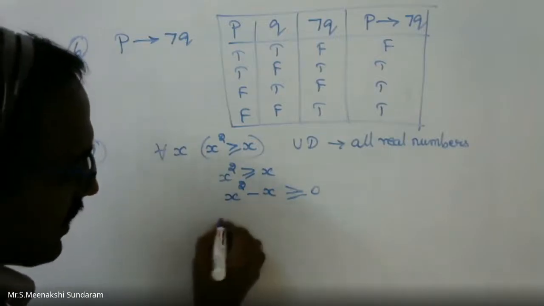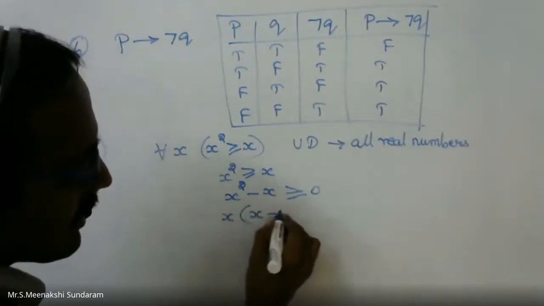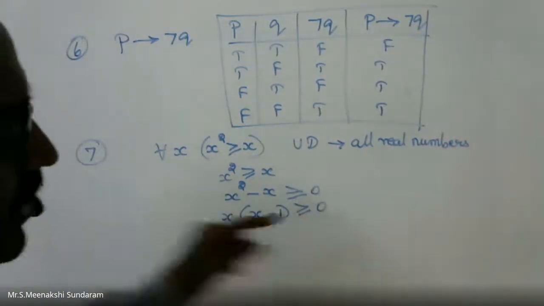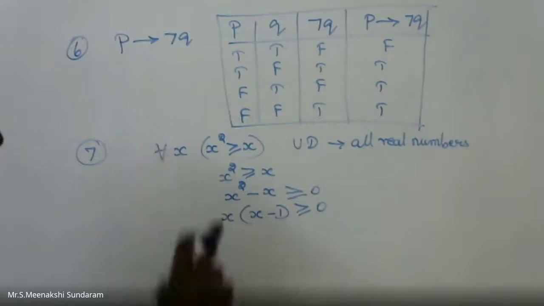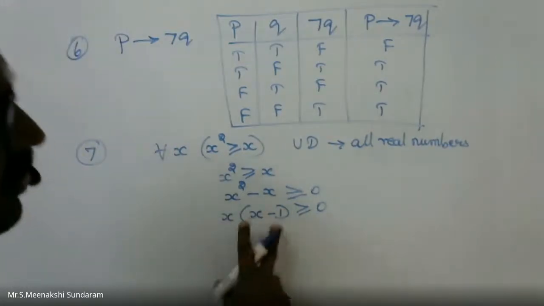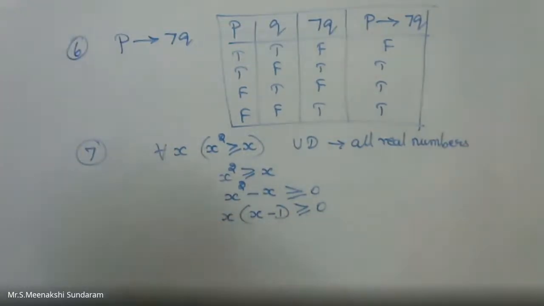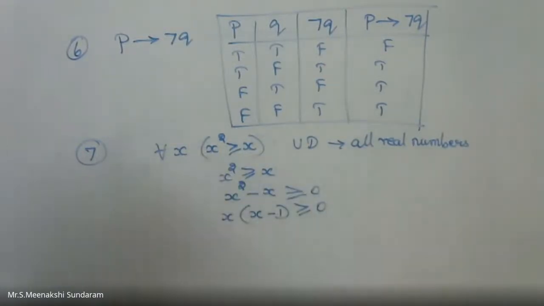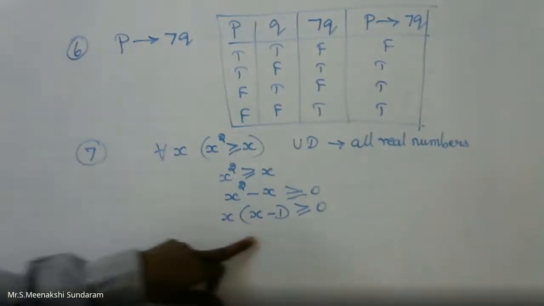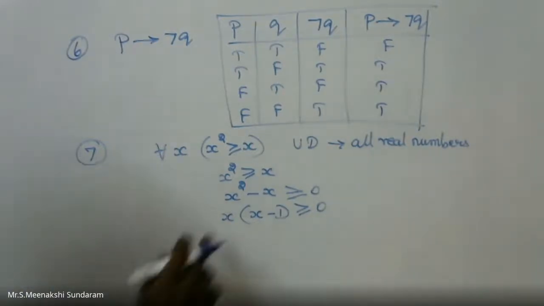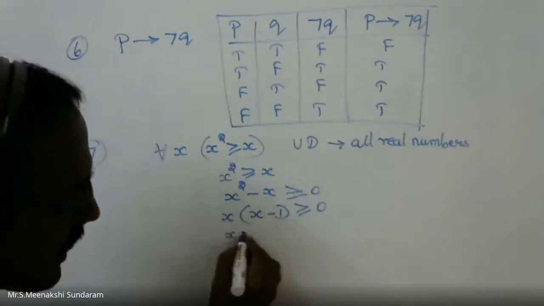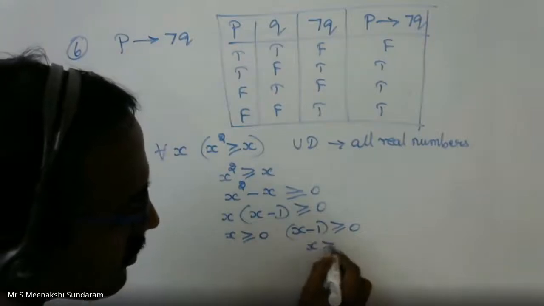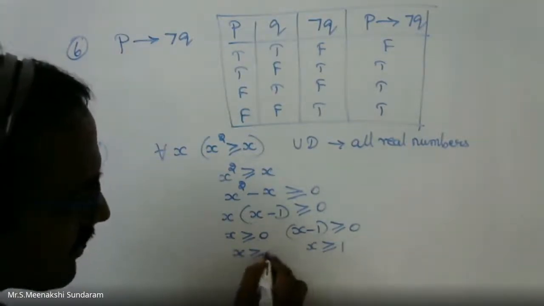Then I take x common outside. x into x minus 1 is greater than or equal to 0. The product of two numbers is greater than or equal to 0 if both are positive or both are negative. That is possible to get a positive output. First, both positive: x is greater than or equal to 0 and x minus 1 is greater than or equal to 0. So x is greater than or equal to 1 and x is greater than or equal to 0. That is one of the possible cases.